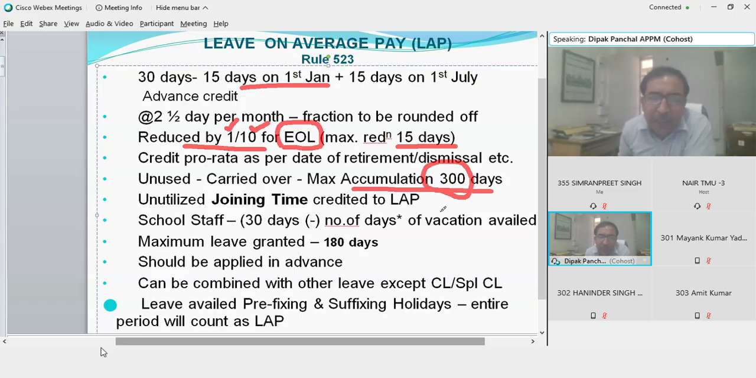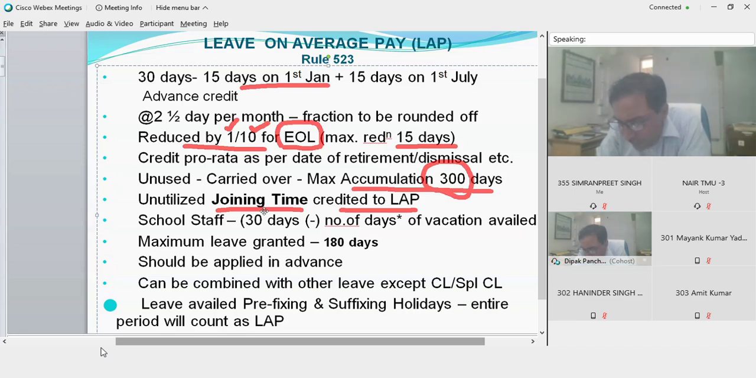One more important aspect associated with the LAP is that joining time can be credited to the LAP account. Now, what is this joining time? Whenever a railway servant is transferred from one station to another station on administrative ground or in public interest, there should not be a personal interest or personal request for the transfer. So whenever an employee is transferred on administrative ground, he gets a maximum of 15 days of joining time depending on the distance between the two stations.